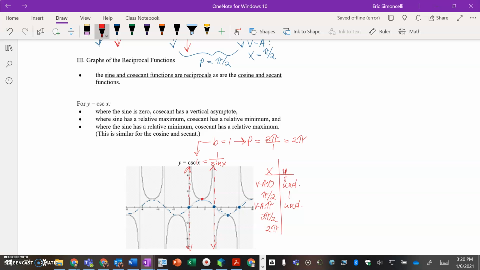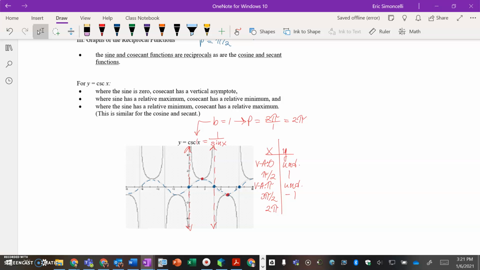Okay, 3 pi over 2, if you take the sine of that, it's negative 1. So 1 divided by negative 1 being negative 1, that's the next point to highlight. And then we continue at 2 pi, the sine of which is 0. 1 divided by 0, of course, again is undefined. So you've got your last vertical asymptote in this singular period. So this particular graph of cosecant has a period of 2 pi.